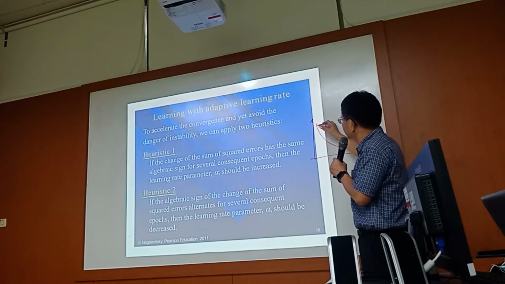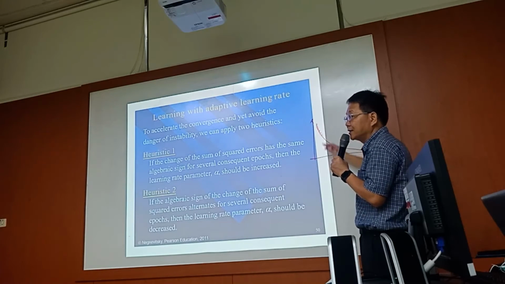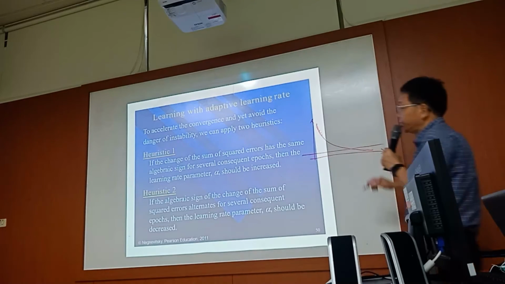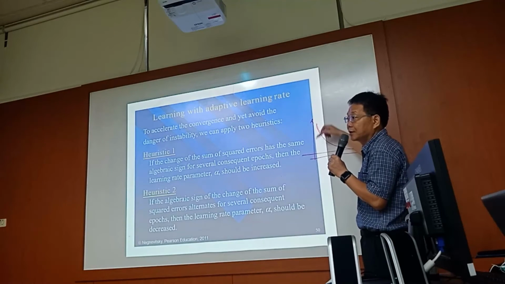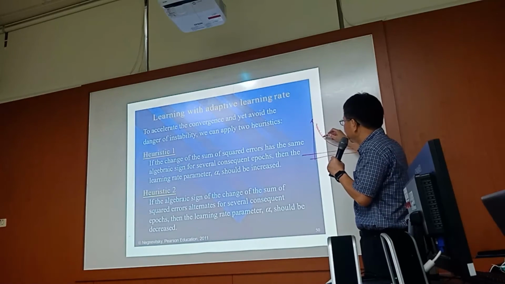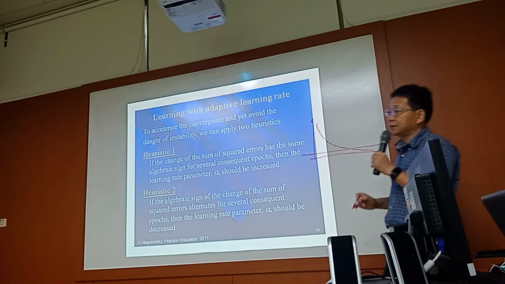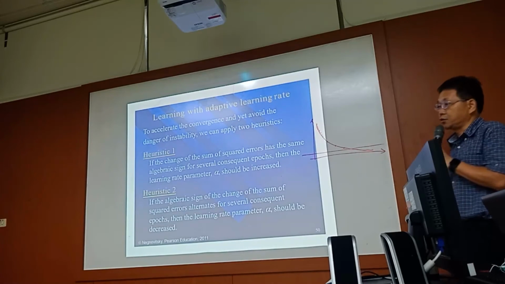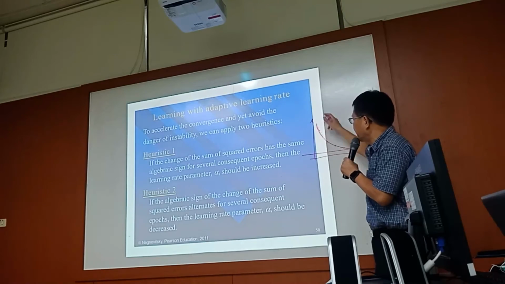Because your learning rate is usually on the same side, that means maybe you have drawn a line here that is above this one. So at this time you can step more quickly to get the result. This is the heuristic one.